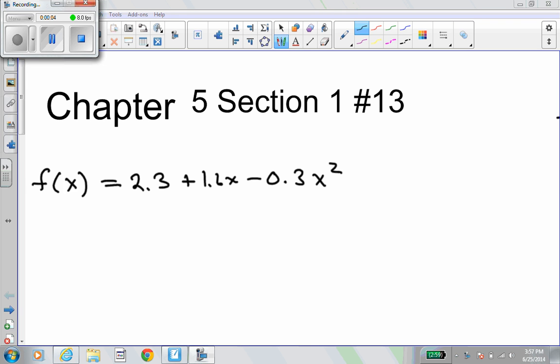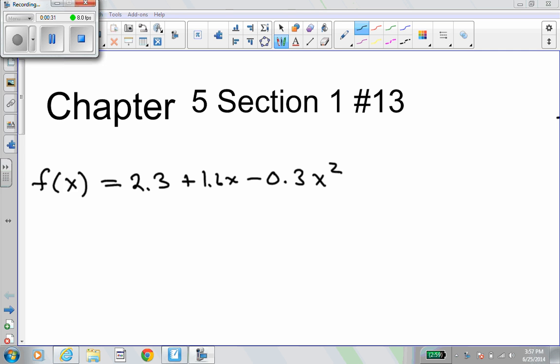I want to work a problem from Chapter 5, Section 1, number 13 out of the book, or the fifth problem in that MyMathLab homework assignment. In it, he says, for the function, find the critical number, the open interval over where the function's increasing, and the open interval over where it's decreasing. And I'm assuming you've already either read through the section or watched the video or both, so you know what we mean by a critical point.